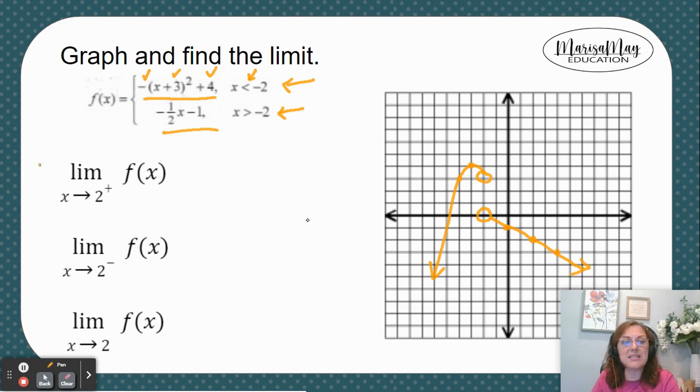Let's address the limits then. The first one says, what is the limit as x approaches 2? I think that's a -2. Let's just safely make that a -2.